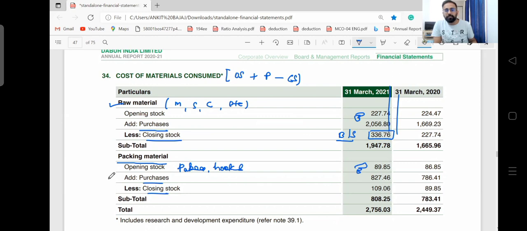So what formula are they using here? Opening stock plus purchases minus closing stock, right? And this is how they have calculated their cost of raw material consumed. So in total, they have consumed this much raw material, and they have shown the amount in the P&L account.